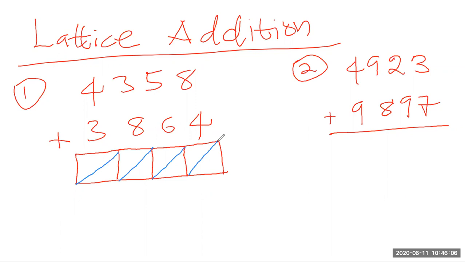Now, 8 plus 4 gives you 12. So we have 12, right? And this is the units column, and this is the tens column. 1 is tens, and 2 is the unit. So what happens is you put the tens digit up, and you put the unit digit below.